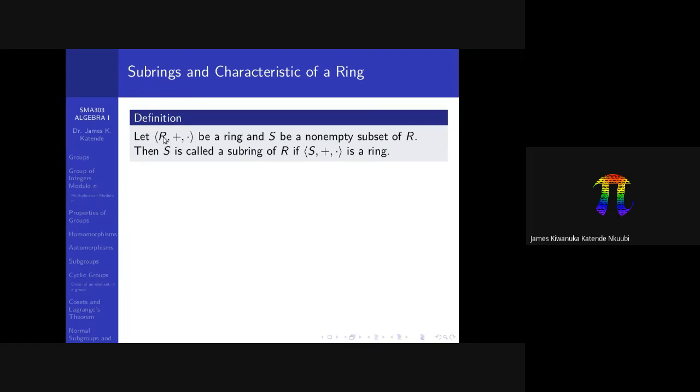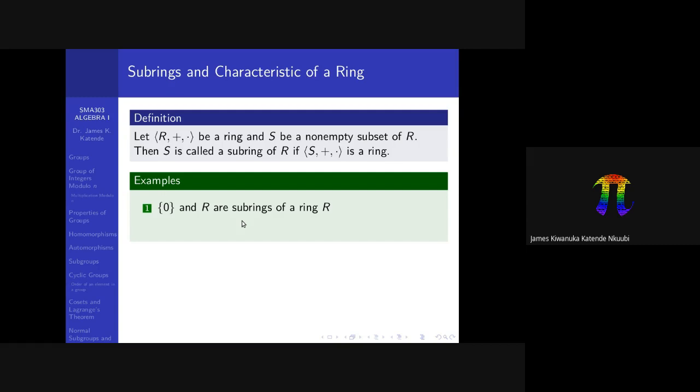If you have a ring R and S is a subset of R, then S will be called a subring if S itself is a ring. So a subring is just a smaller ring sitting inside another big ring, using the same binary operations in the bigger ring.